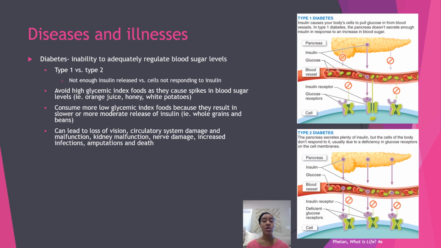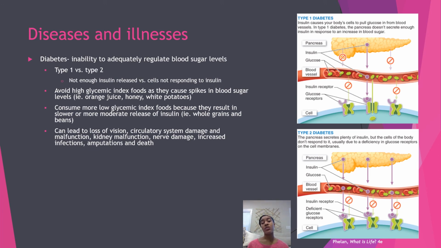In both cases, you want to avoid high glycemic index foods because they cause spikes in your blood sugar level. And so these are foods that have a lot of simple sugars like honey, orange juice, white potatoes, and things like that. Instead, you want to consume more low glycemic carbohydrate foods that result in a slower release of sugars into the body, which allows your body a chance to react and respond appropriately.